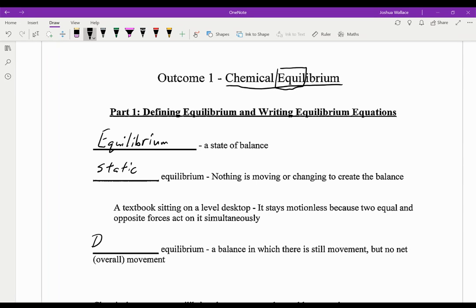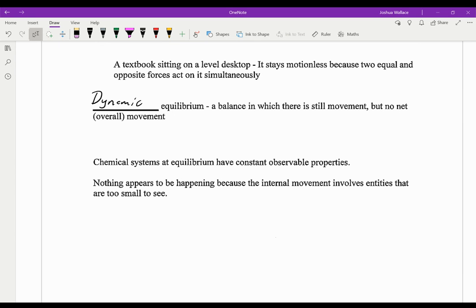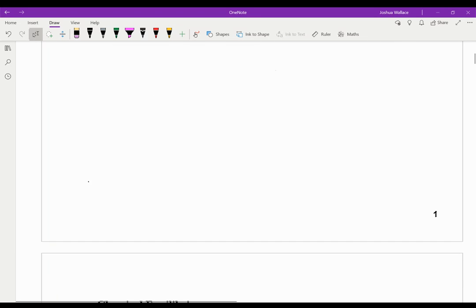We also have dynamic equilibrium, which is a balance in which there is still movement, but no net overall movement. So the one example you would see in the completed notes is a juggler's act as a dynamic equilibrium, with some balls moving upward and some moving downward at any given moment. There's no net change because the rates of upward movement and downward movement are equal at any given moment. So chemical systems at equilibrium have constant observable properties, and nothing appears to be happening because the internal movement involves entities that are too small to see.